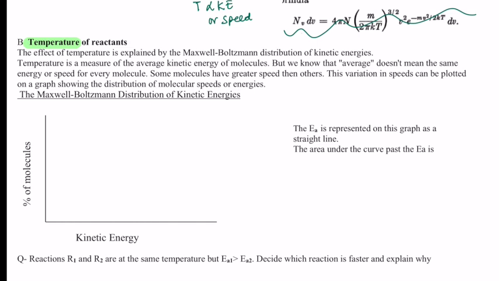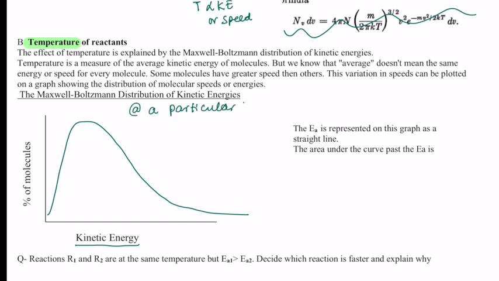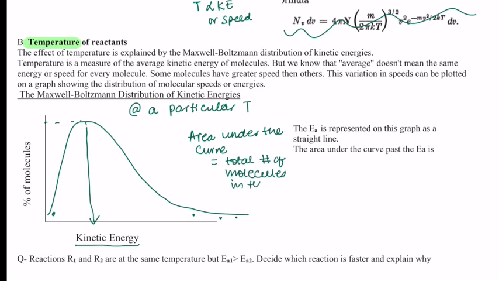For a given sample, a given number of moles of a gas, the distribution of kinetic energy or speed looks like this. At a particular temperature, there are particles that have very low speed or kinetic energy and some that have very high kinetic energy. In theory at least, there is no limit to the maximum value of kinetic energy, and somewhere here is the most probable kinetic energy. The mean kinetic energy is somewhere to the right of this value, but we can keep things simple for now. The area under the curve is the number of molecules in this sample.